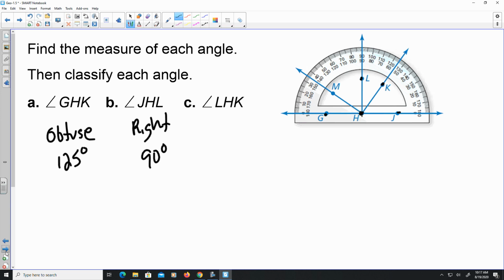Let's see here. Oops. Let me erase these. LHK. Now, this one here is an acute angle. And this one's interesting because we have to take the difference. So in here, it looks like 90 minus 55 in order to establish what that angle is. And 90 minus 55 is 35 degrees.